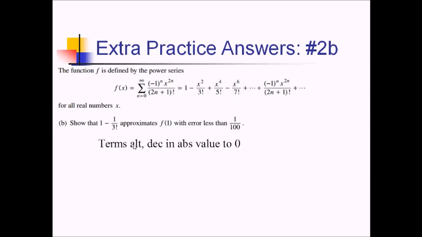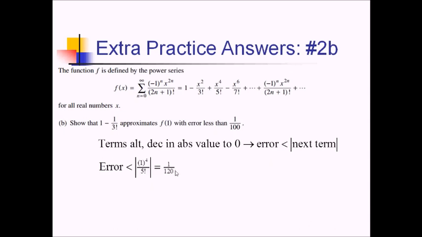So since our terms alternate and decrease in absolute value to 0, that tells us we can use the alternating series error bound, which says that our error is going to be less than the absolute value of the next term. Well, what's the next term? If the first two terms were 1 and minus 1 over 3 factorial, our next term is going to be 1 to the 4th over 5 factorial. So the error is going to be less than the absolute value of that, which is to say 1 over 120 if you multiply out that factorial.